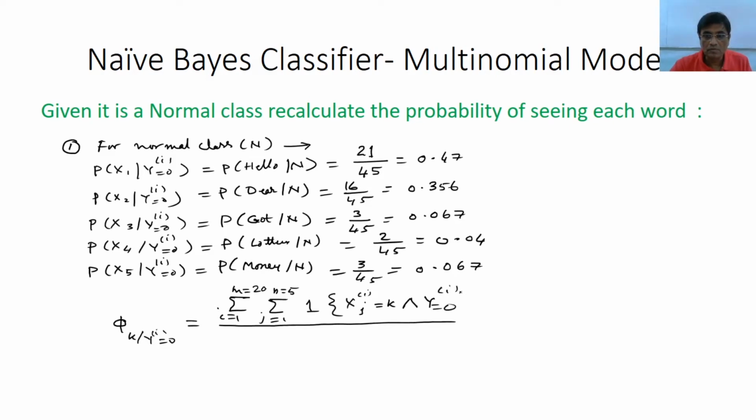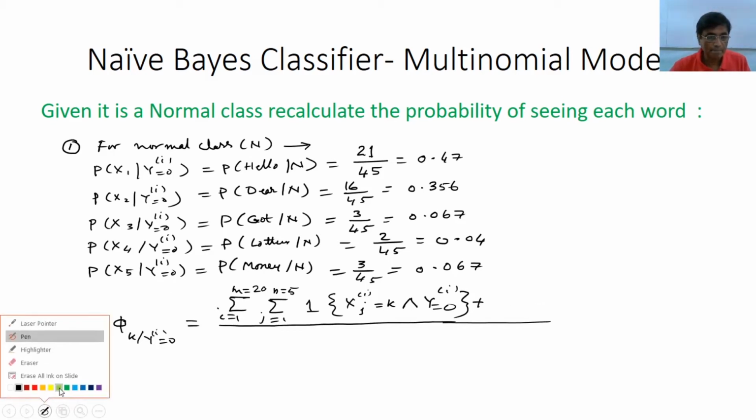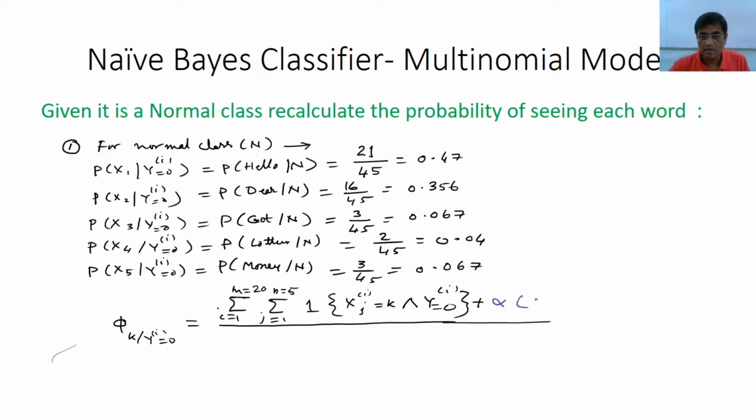Equal to 0. Earlier it was like that, plus alpha, say alpha equals to, it may be 1. So this is your alpha, say equals to 1 in this case. So this is Laplace smoothing.